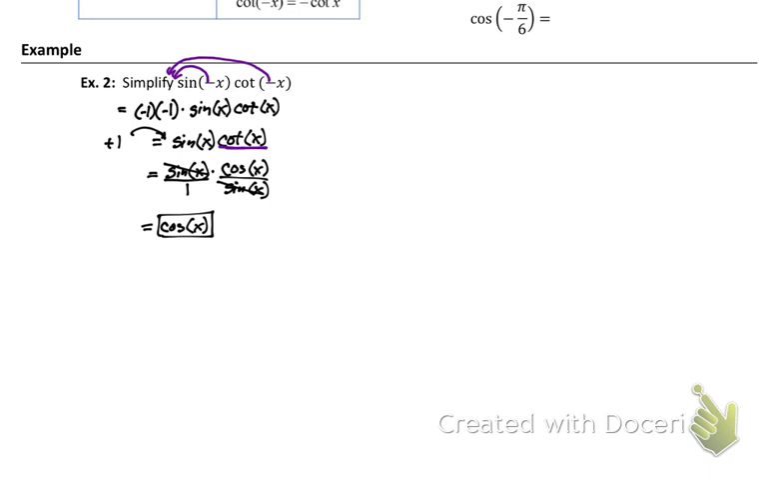All right, questions besides I need to go to the bathroom? Just leave it like that? Just, you're done. I don't think I could find a way to make cosine x any more simple than just cosine x.